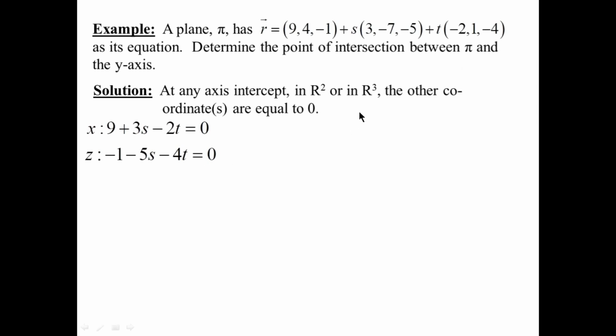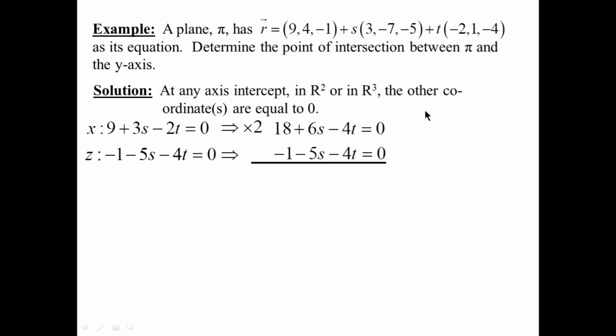And here we go again with the elimination. I multiplied x through by 2 to get 18 plus 6s minus 4t equals 0. Left the other one alone, drew a line, and since these match, we'll subtract. 18 subtract negative 1, 6 subtract negative 5, and we have that. The t is eliminated. Solving for s, I strongly recommend fractions. Sure, you could turn it into a decimal, that's true.